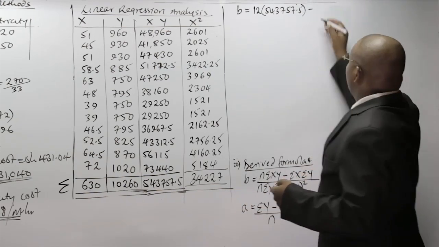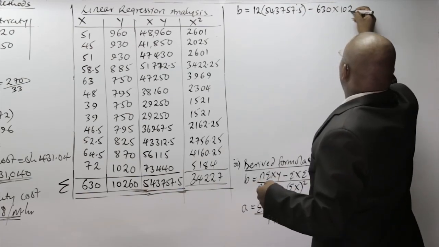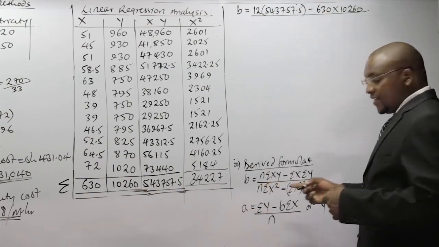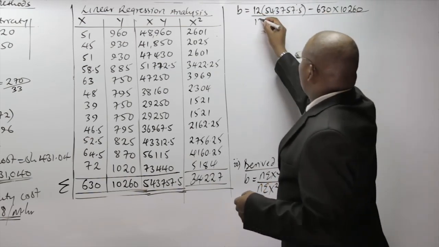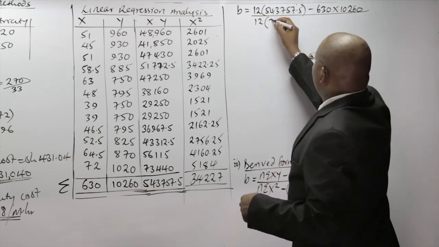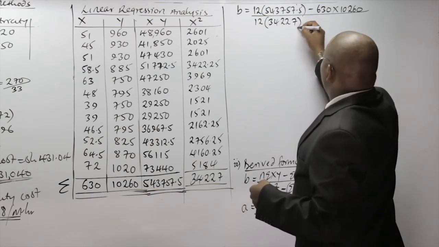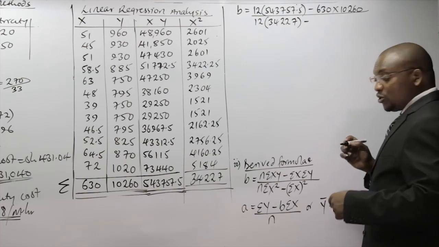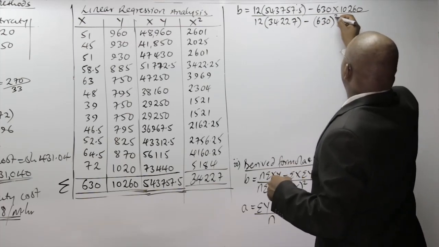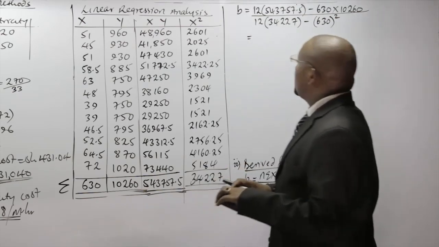Summation x separately is 630, times summation y separately is 10,260. All this, if you divide by n, summation x, so n is 12. Summation x squared from the table is 34,227 minus summation x alone, which is 630, you square it here. So in our case, on the numerator, this you can calculate once.